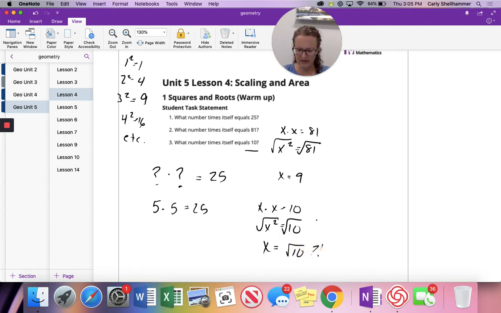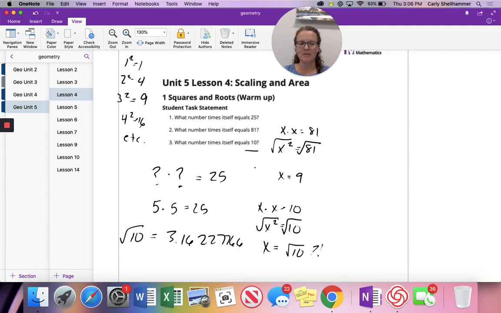If I take my calculator and do square root of 10, I get 3.16227766. I think it goes on forever. Because if I actually typed in 3.16227766 times 3.16227 whatever, I get 9.999999. I don't get 10.